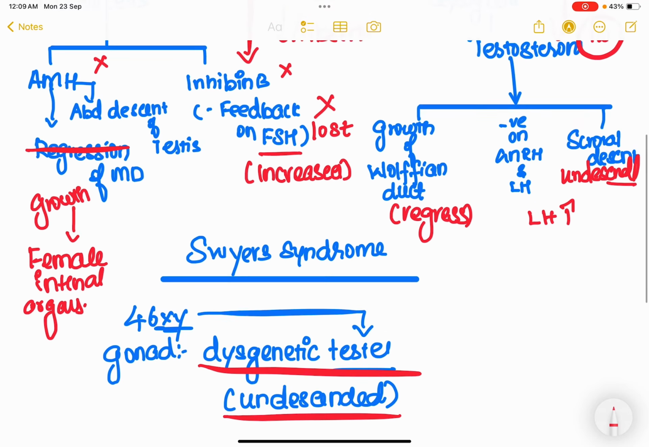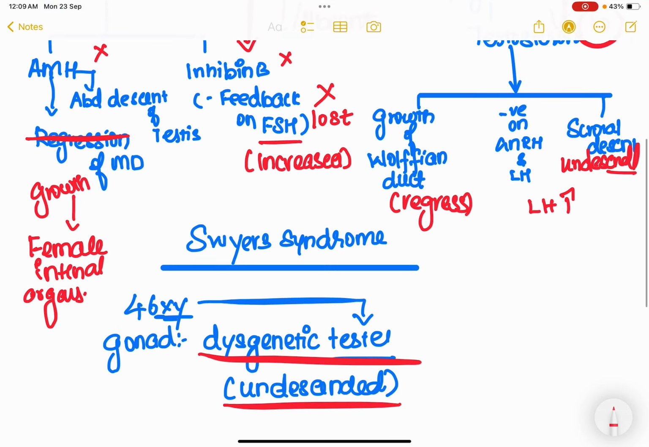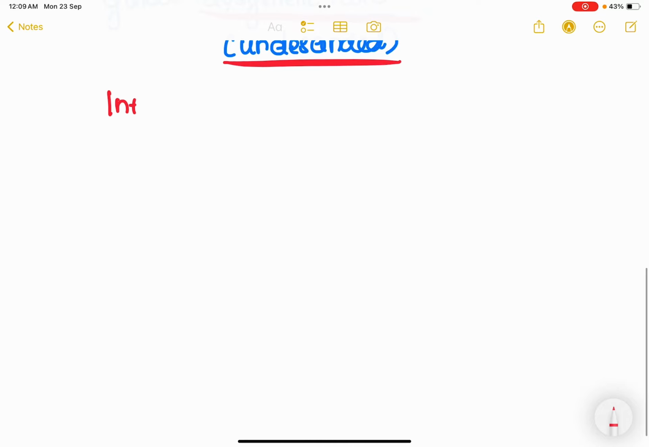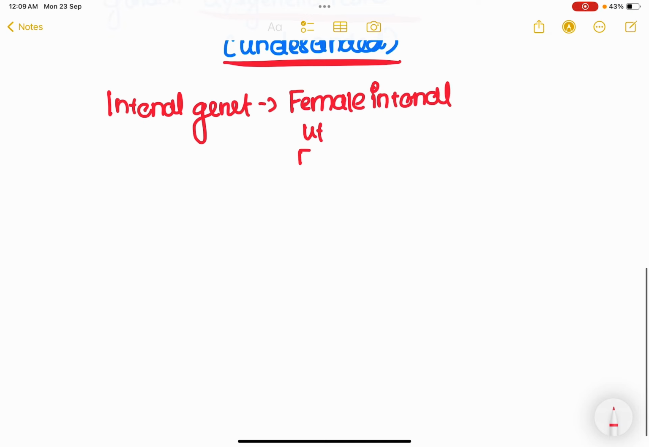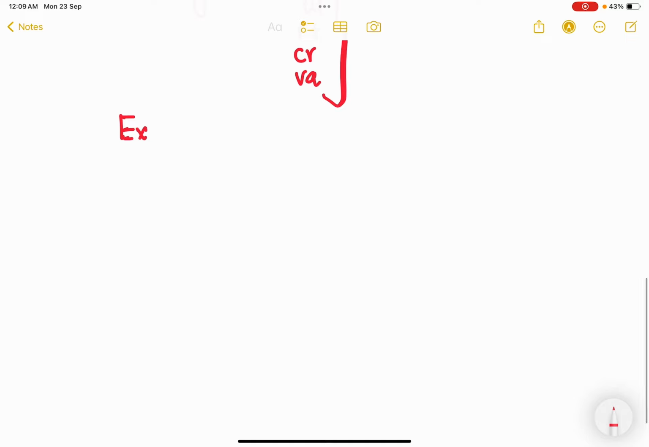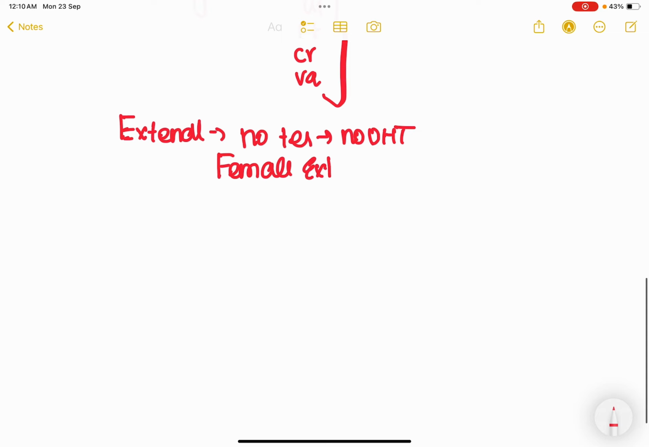Following that, we discussed that because of the absence of anti-Mullerian hormone, the Mullerian duct is going to grow. Therefore, the internal genitalia in patients of Swyers syndrome is going to be female internal genital organs. Uterus, fallopian tube, cervix, vagina are going to be present. Let me come back to here again. But now, the external genitalia: since there is no testosterone and no dihydrotestosterone, the external genitalia is going to be female external genitalia. Because of that, these patients at birth are taken as a female child.